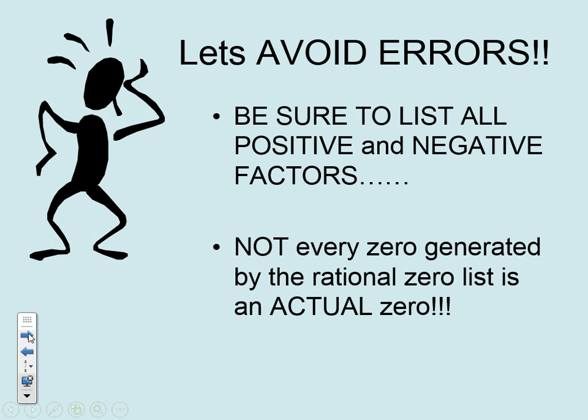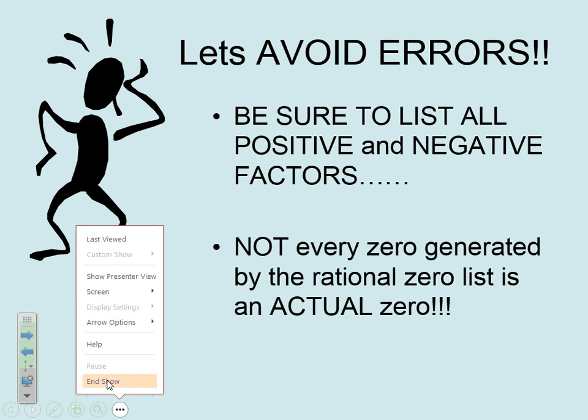All right, ladies and gentlemen, just make sure we're avoiding errors. Be sure to list all possible zeros, whether they're positive or negative. And not every zero is guaranteed to be a rational zero, so your list might not actually consider all of them. Okay? So just something to keep in mind. So make sure we list all of our possible ones.